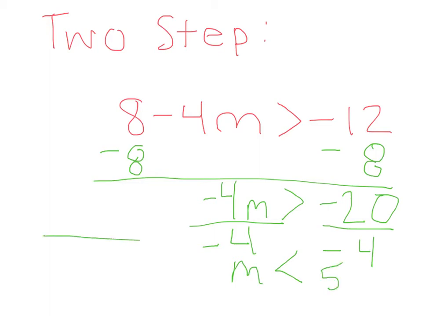And so when you're going to graph this, you're going to have an open circle, and it's going to go this way, and your 5 is going to be in the middle.